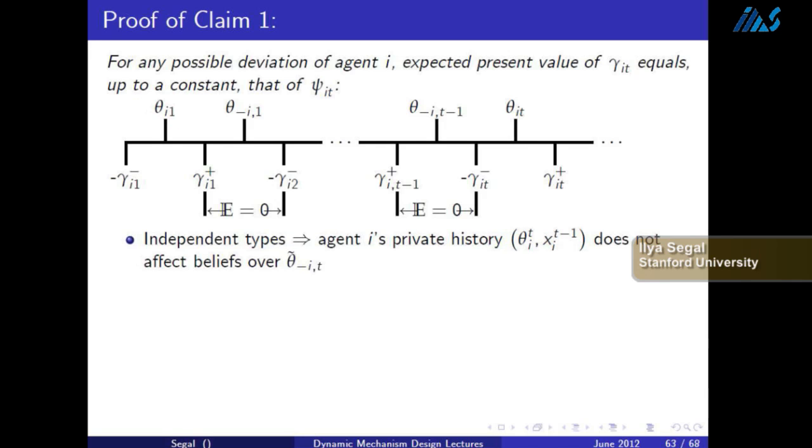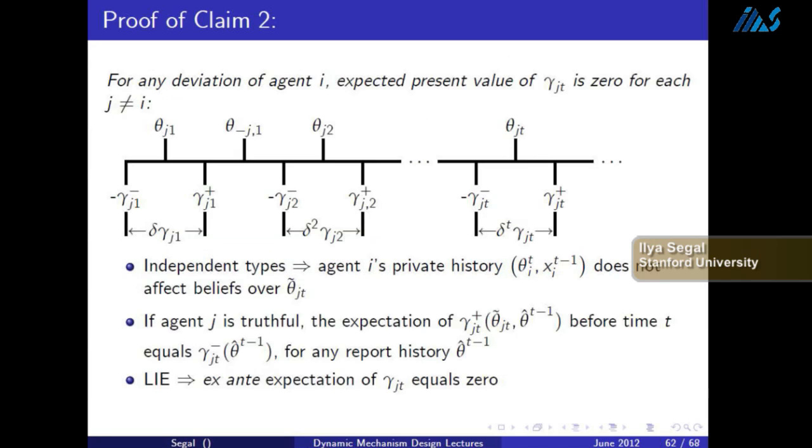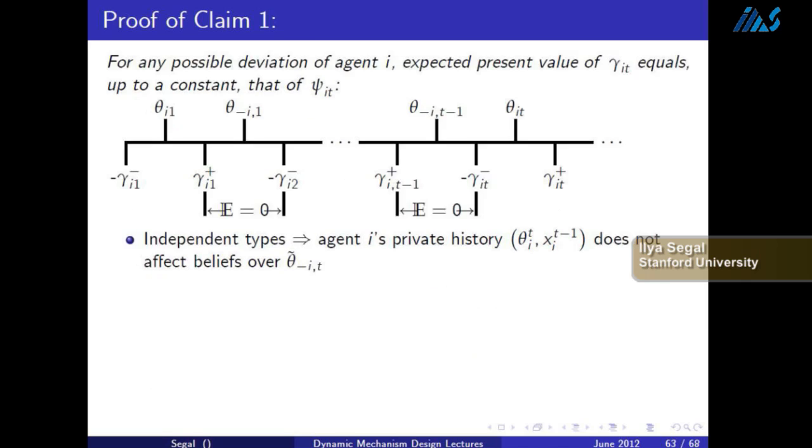So this is a proof of claim 1, and then this was claim 2. Now the proof of claim 1 looks at the agent's effect on his own incentive term. The claim says that for every possible deviation of agent I, the expected present value of his own incentive term equals, up to a constant, the expected present value of the payments in the original mechanism.